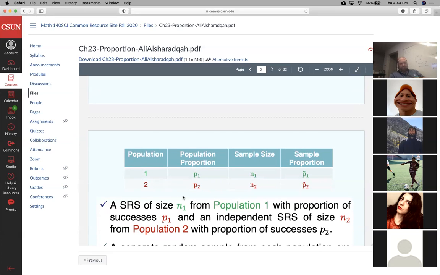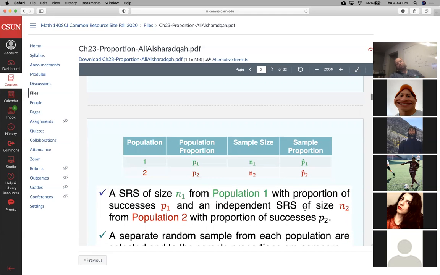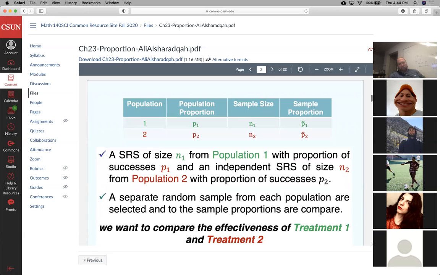An SRS of size n1 from population 1 with a proportion of successes p1, and an independent, a completely separate SRS of size n2 from population 2 with proportion of successes p2. They must be independent for the math behind the scenes to work, so they can't be dependent. If they're connected, sometimes it might be a matched pair situation, which we have our own technique for. But if we want to use this chapter's technique, they have to be independent.